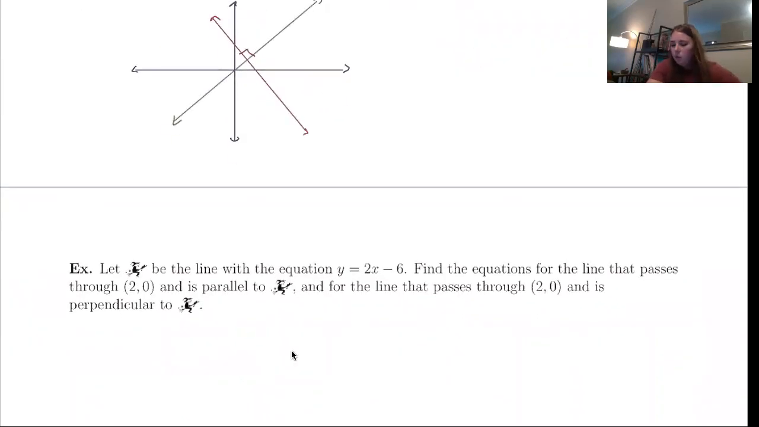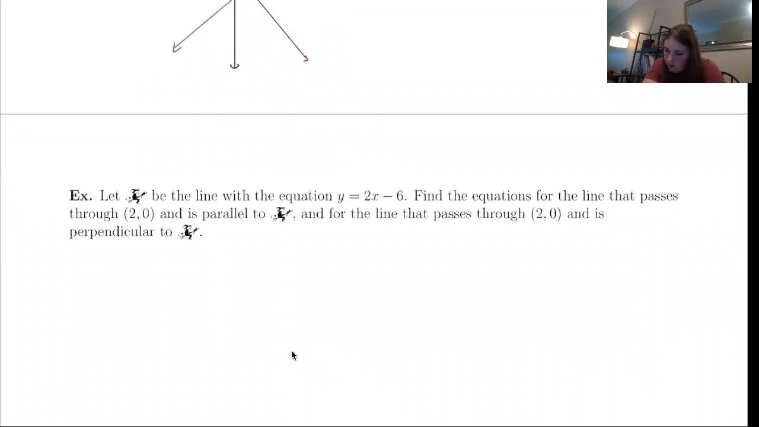All right, cool. So we let the witch be the line for the equation y equals 2x minus 6. We're asked to find the equations for the line that passes through (2, 0) and is parallel to it, and for the line that passes through (2, 0) and is perpendicular. Okay.